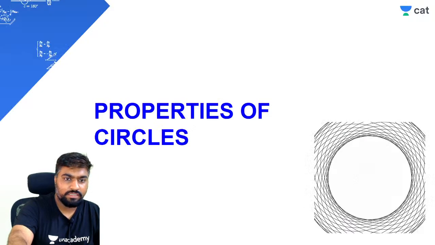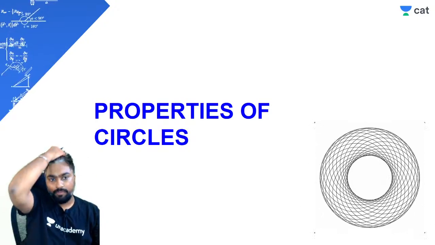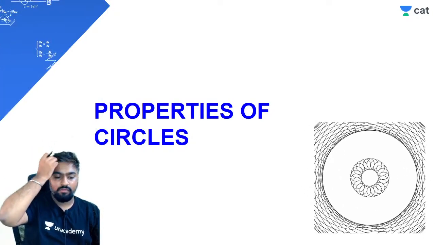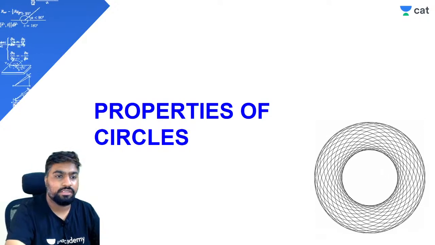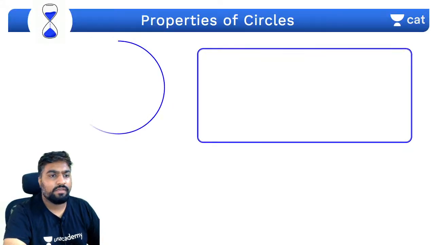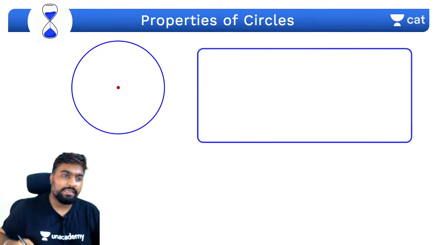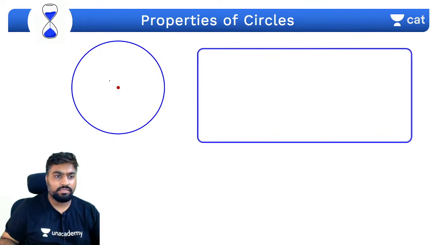Beautiful. Good afternoon, Ivanshi. So first let's start with properties of circles, right? Let's try and understand what different properties we should know by default about circles. First things first, a circle is always denoted by its center. So if I say the center here is O, we would call this circle, circle O.